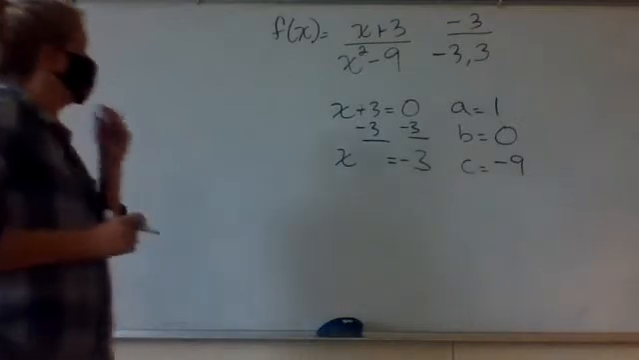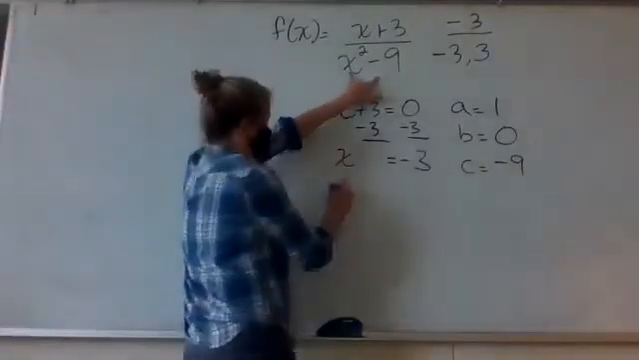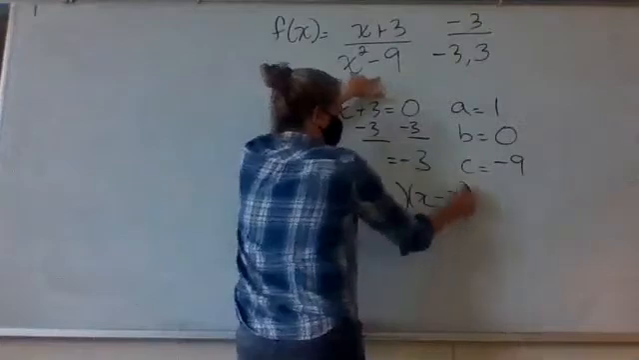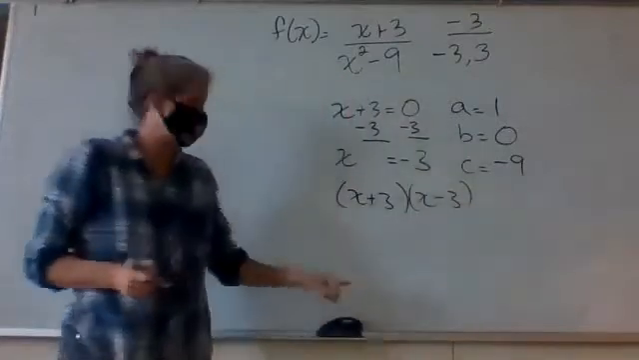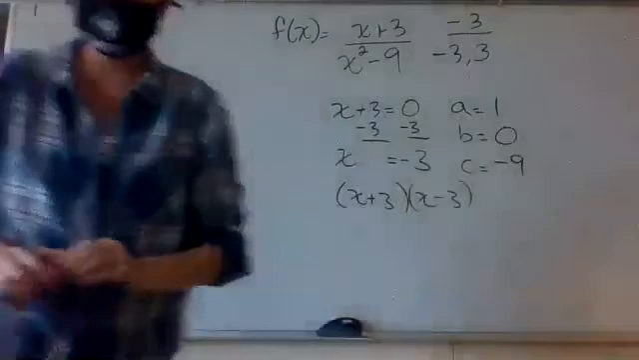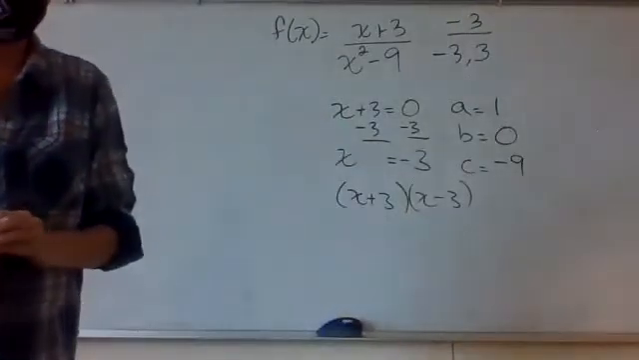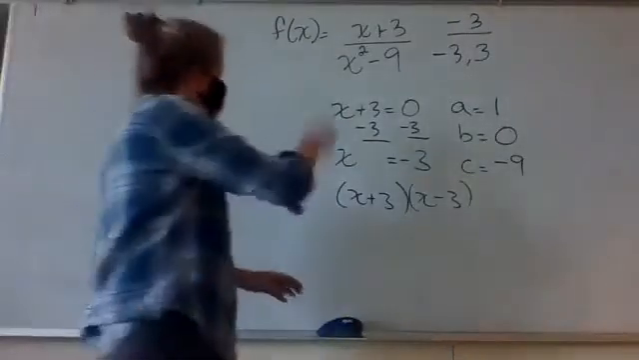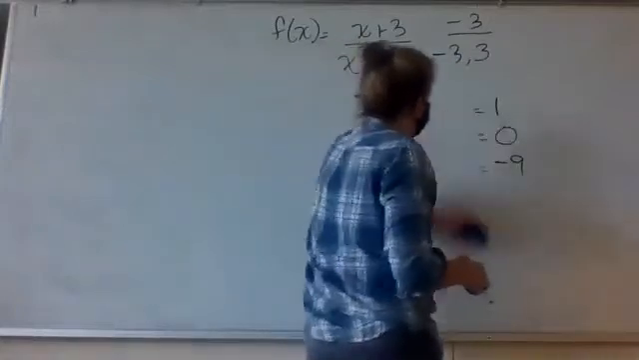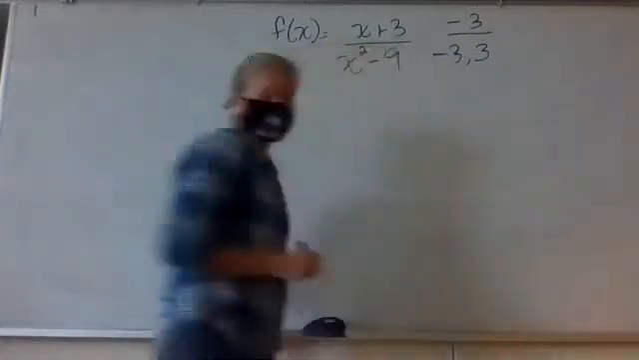If you had to factor it, what would this be factored? X plus 3 and x minus 3. That would also give you -3 and +3 as your zeros. So now that we have found the zeros of the numerator and denominator, let's look at all of our features. This one does ask everything.